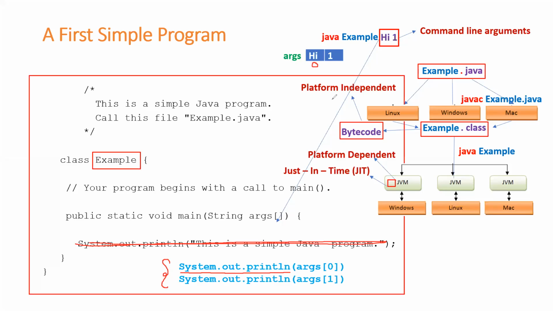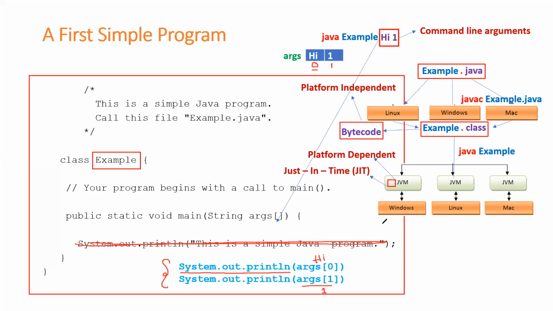I think you know how to access an array. With respect to index, I can access an array. So args[0] contains a value called hi, so it will print hi. What's the next index? The next index is 1. So args[1] is going to print the value called 1.